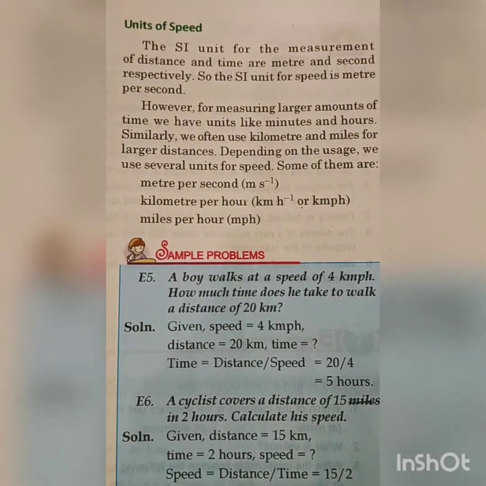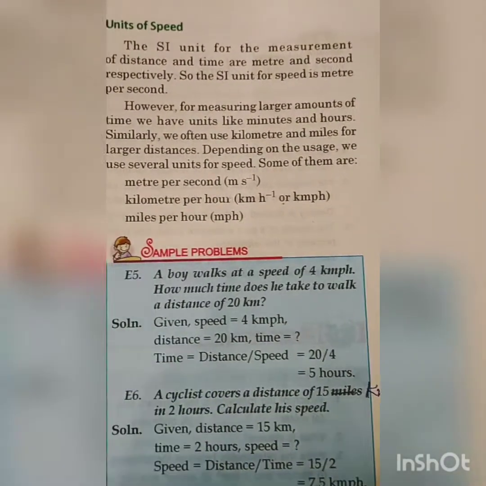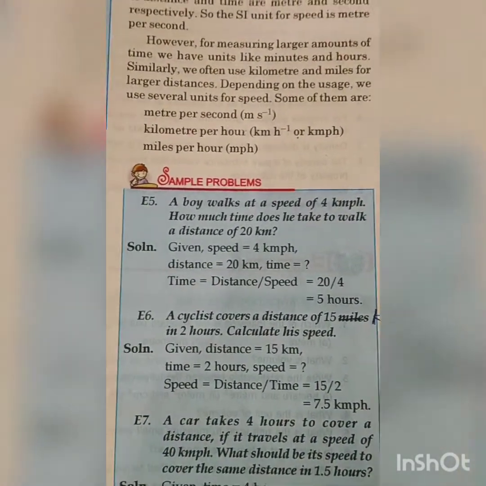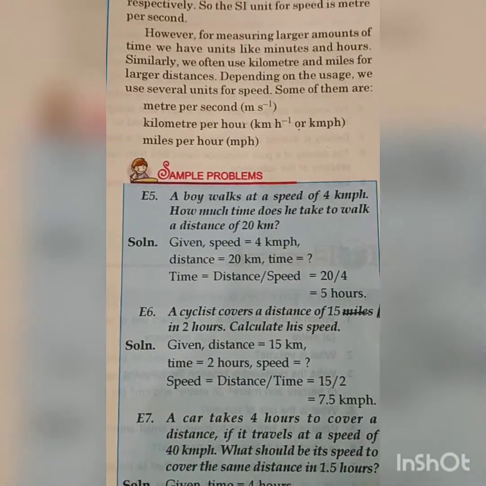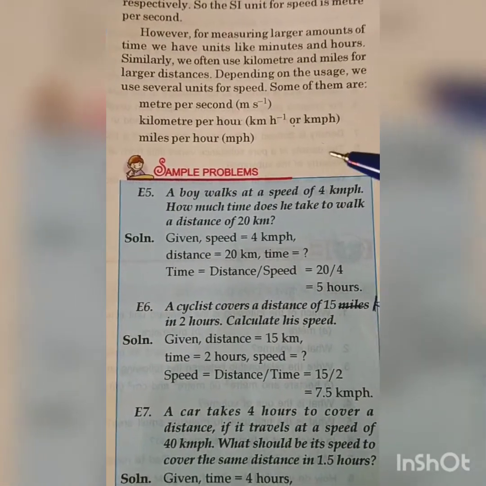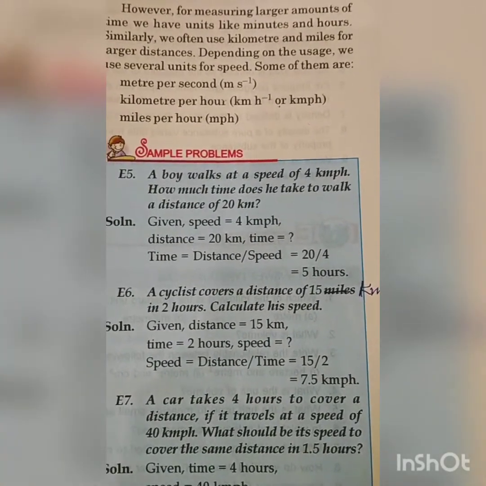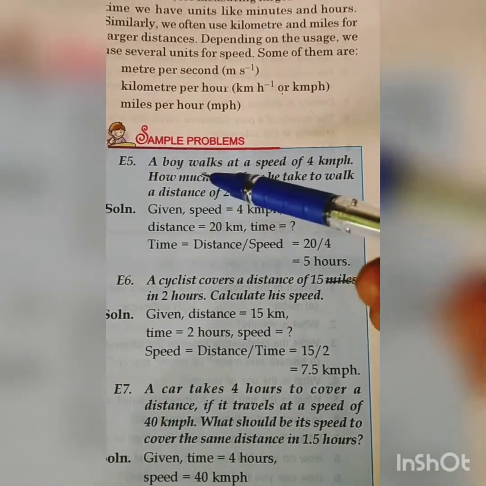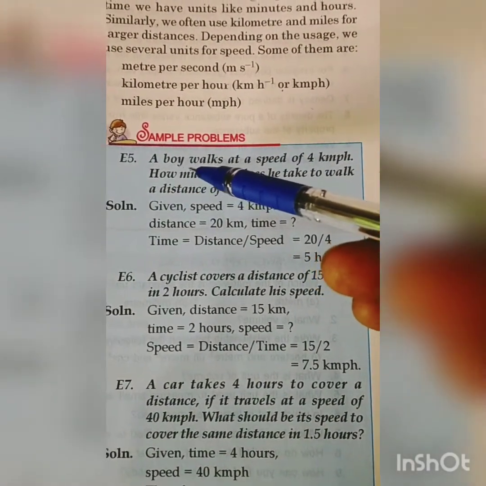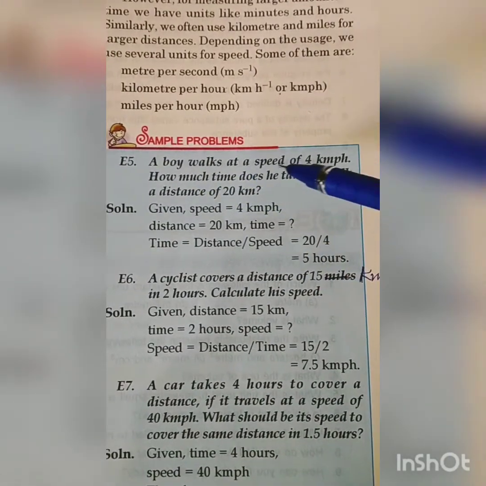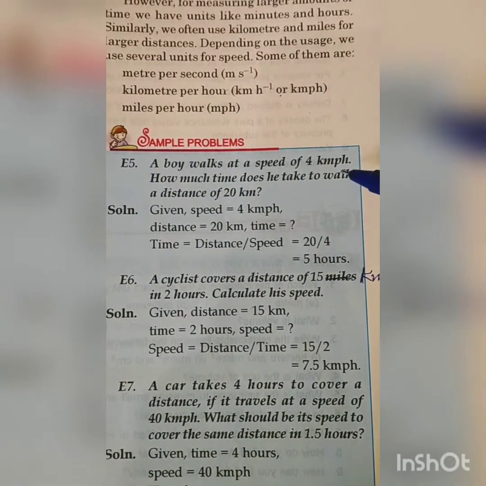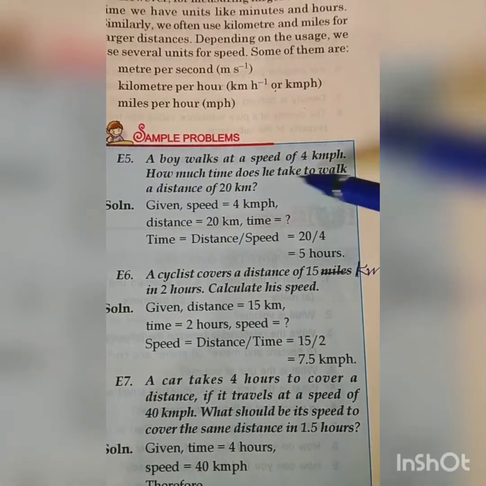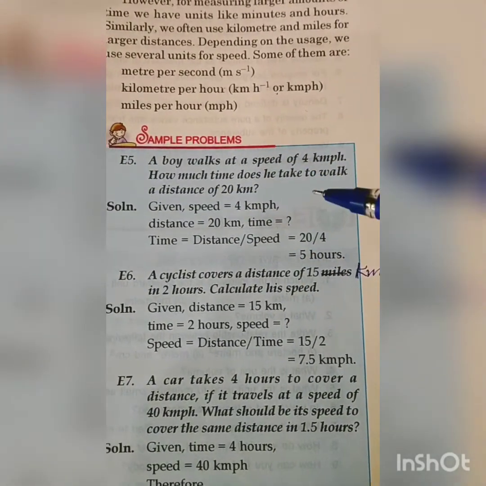Okay, now there are some numericals on how to calculate time, distance, and speed. So you have done it, so it's very simple for you. Look at example 1. A boy walks at a speed of 4 kilometers per hour. How much time does he take to walk a distance of 20 kilometers?